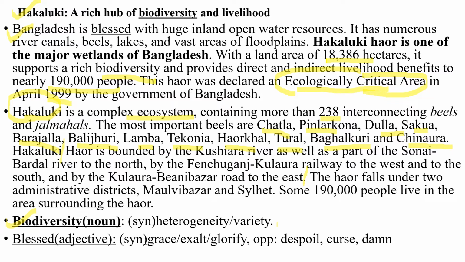The haor is in Fenchuganj and Kulaura, and it is bounded by the Kushiara River and also the Sonai Bardal River, and the haor falls under two administrative districts. It is under two districts because it has a vast area, and the two administrative districts are Moulvibazar and Sylhet. Some 190,000 people live in the area surrounding the river. We learned about this number of people before in our first paragraph. These people who live surrounding this river depend on these rivers for their livelihood.